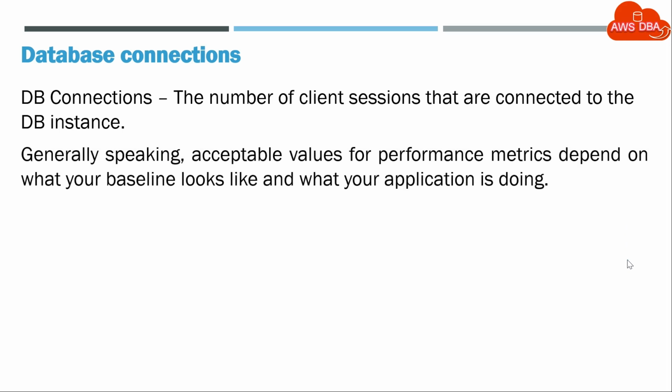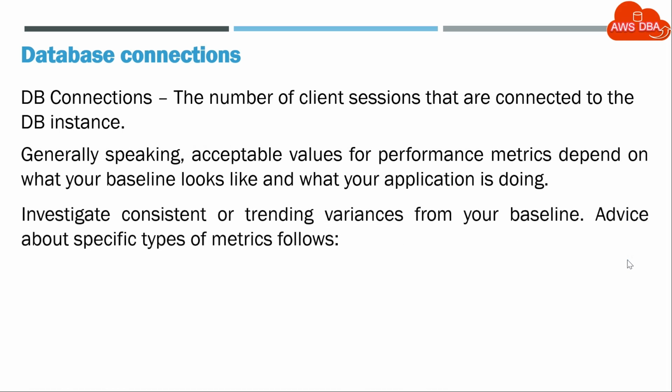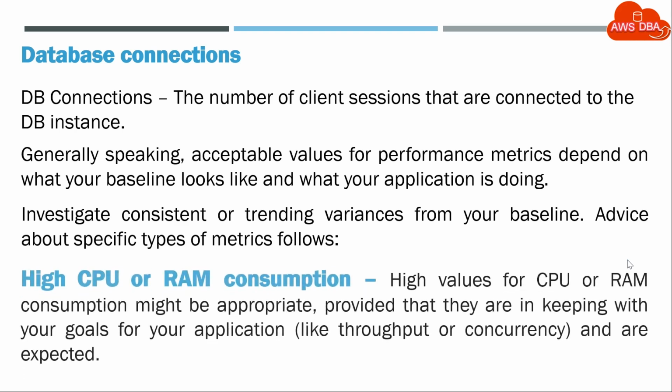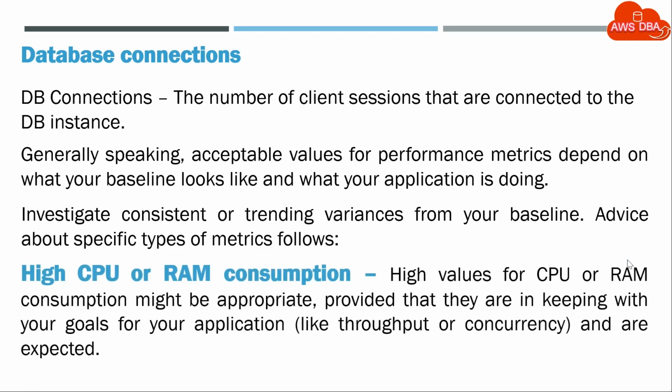Generally speaking, acceptable values for performance metrics depend on what your baseline looks like and what your application is doing. Investigate consistent or trending variances from your baseline. Advice about specific types of metrics follows. High CPU or RAM consumption. High values for CPU or RAM consumption might be appropriate, provided that they are in keeping with your goals for your application, like throughput or concurrency, and are expected.